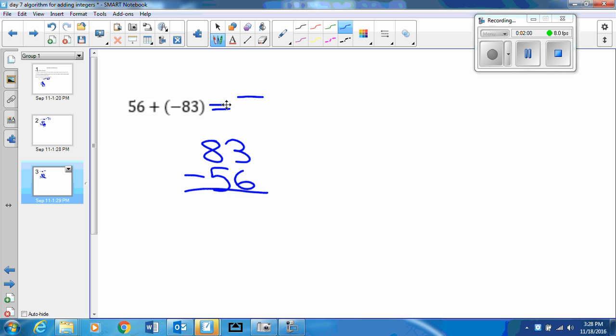Again, remember to put the higher absolute value on top. Now when I subtract, I get 27. So up at the original problem, my final answer will be negative 27.